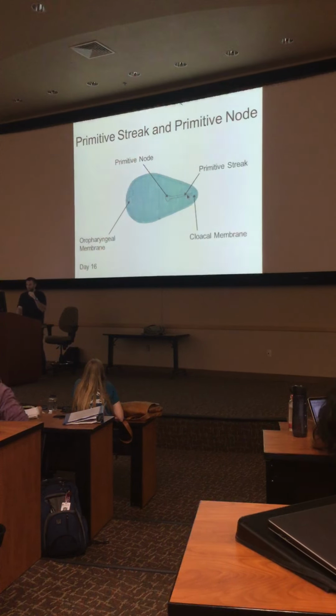Okay. Essentially what happens is cells in the epiblast start to die out, and this just stretches out this way and forms a gap in between these cells. The cloacal membrane is where the epiblast and the hypoblast meet and fuse. The oropharyngeal membrane is where the epiblast and the hypoblast meet and fuse.